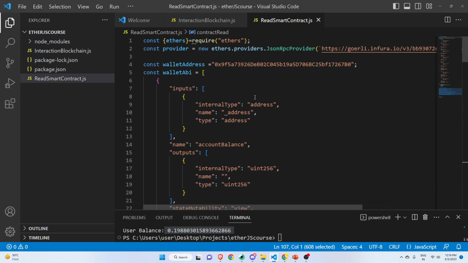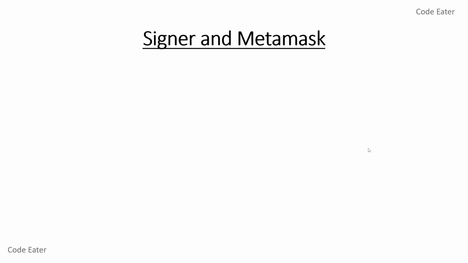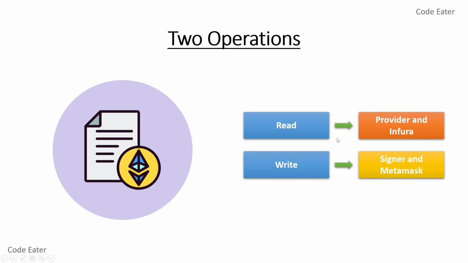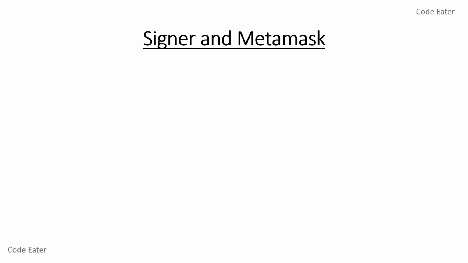Now in the next video, we are going to perform write operations on the smart contract. So now it's time to see how we can actually write on blockchain, or how we can change the state of the blockchain, right? And as I said in the previous slide, in order to change your blockchain, what you need is a signer and MetaMask, right? If you want to write some operation on the smart contract or on the blockchain, what you need is a signer and MetaMask. But the question is why do we need MetaMask?